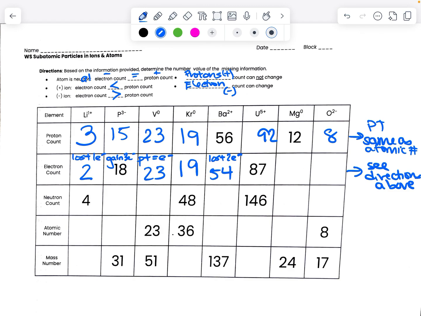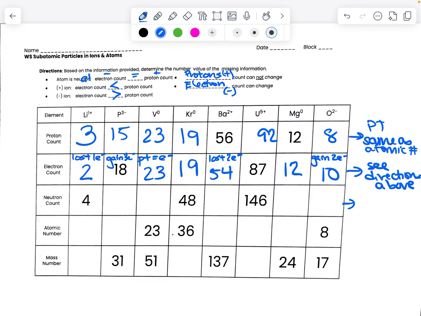That one was done for us, and that should make sense. So 87 electrons is less than the protons by 5. So I'd be overall +5. Here again is another 0, which means 12 positives, 12 negatives. And an O -2, this means a gain of 2 electrons. So that would be 10.